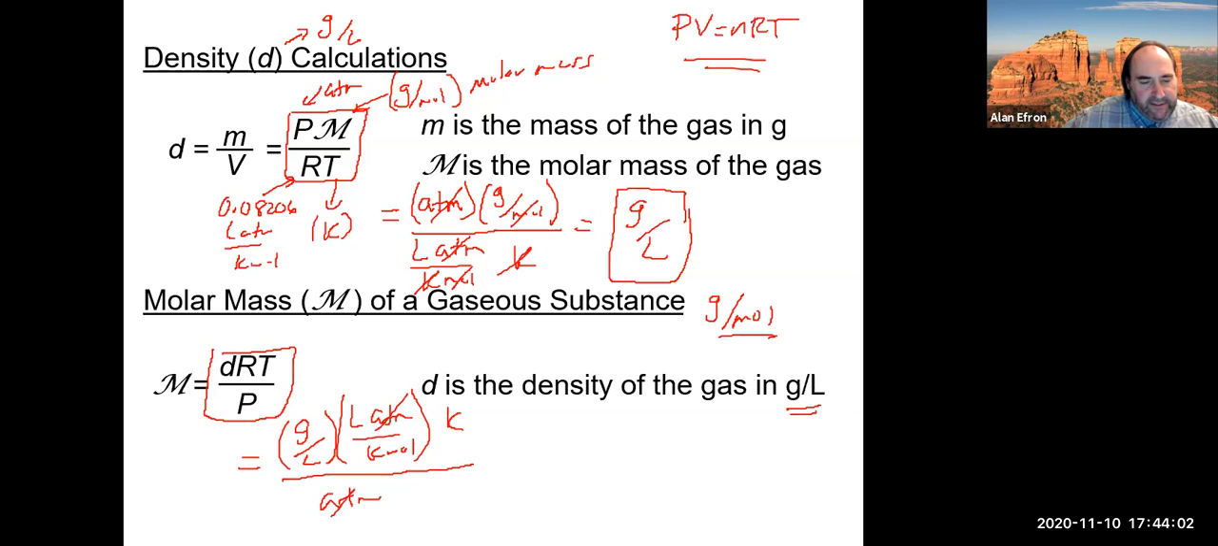Again, atmospheres here will cancel. Kelvin will cancel, and liters will cancel, again leaving us grams per mole in terms of the units that are left over when we do this.